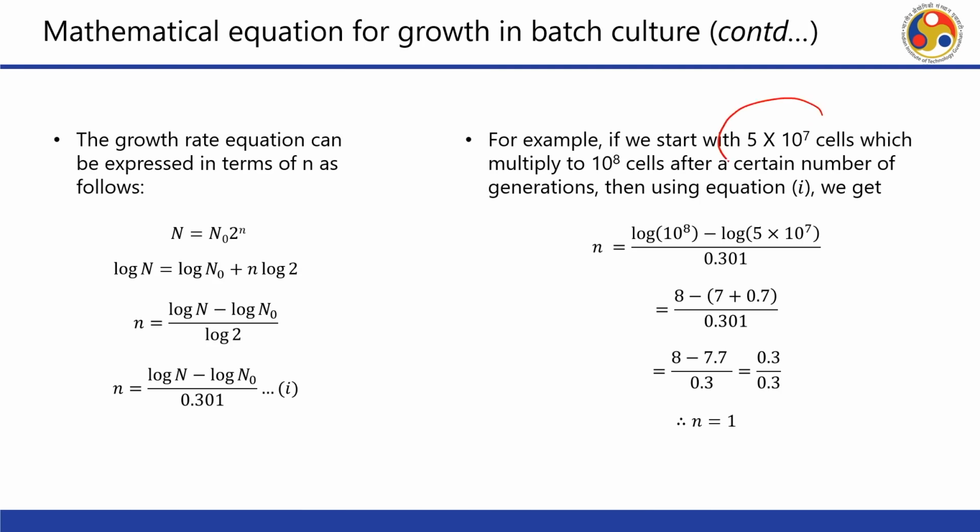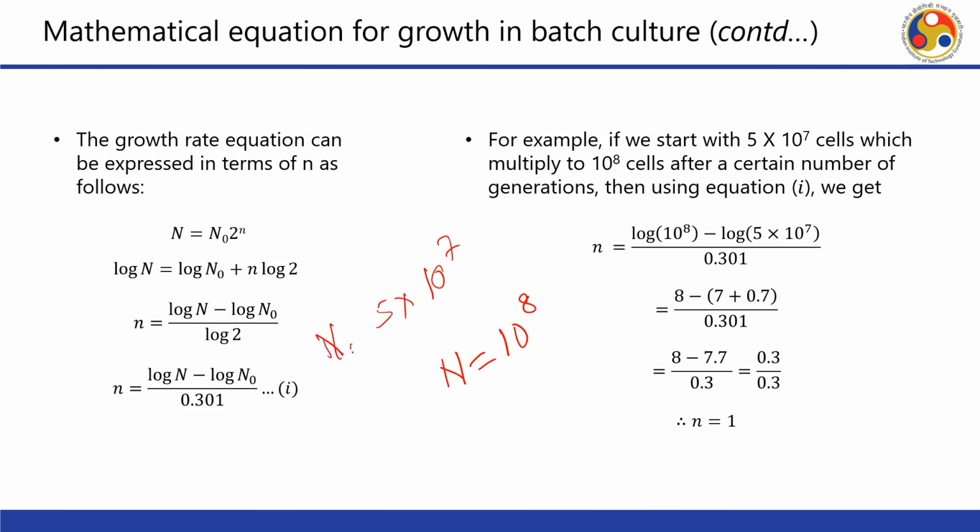If we start with an initial number of cells, 5 into 10 to the power 7, which is basically the N naught, and then these multiply to reach around 10 to the power 8 cells, which is basically the N. So, what would be the number of generations required to reach 10 to the power 8 from 5 into 10 to the power 7?